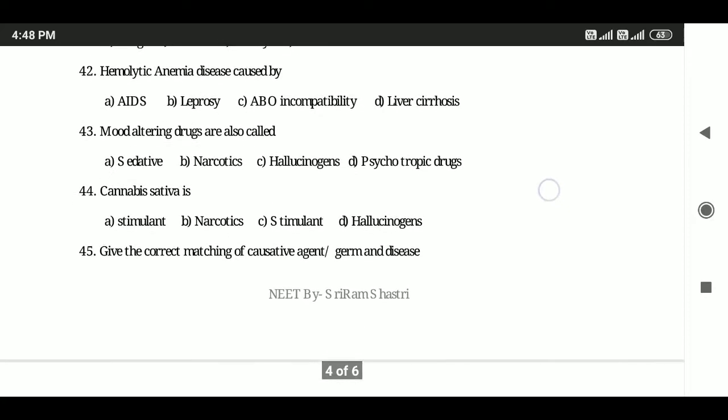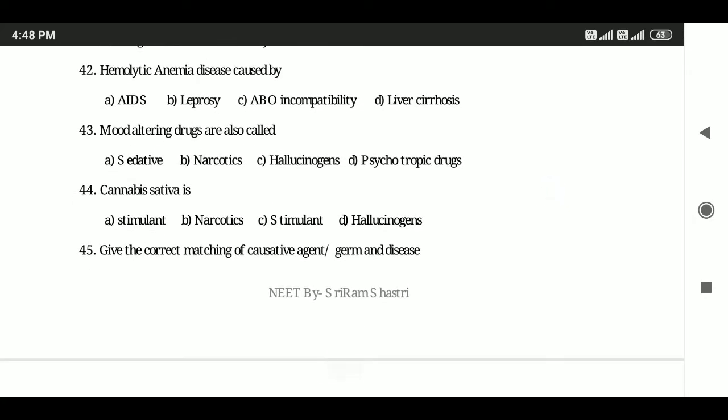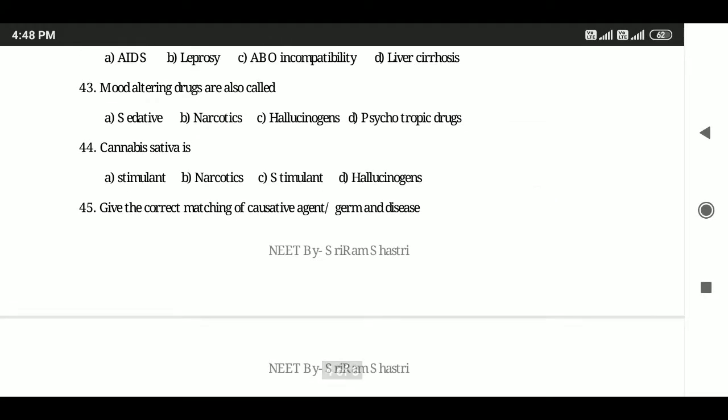Mood altering drugs are also called sedative, narcotic, hallucinogenic, psychotropic drugs. They are called psychotropic drugs. Cannabis sativa is stimulant, narcotic, stimulant, hallucinogenic. So if we talk about cannabis sativa, again it acts as a hallucinogenic drug.